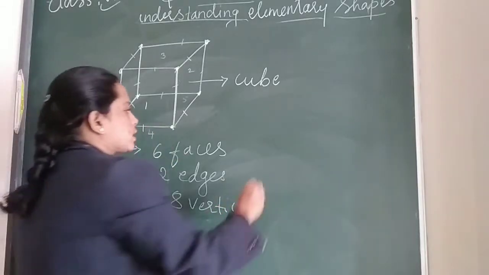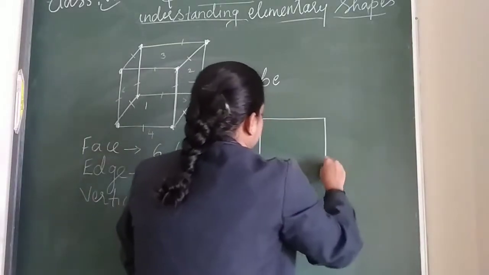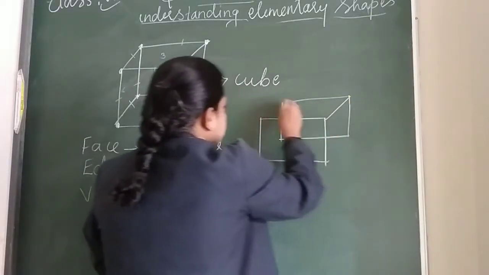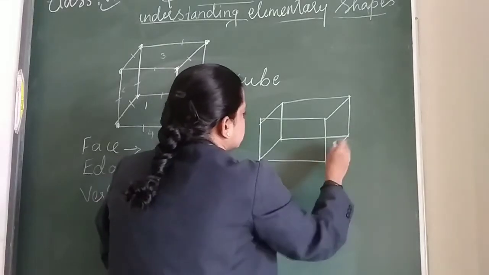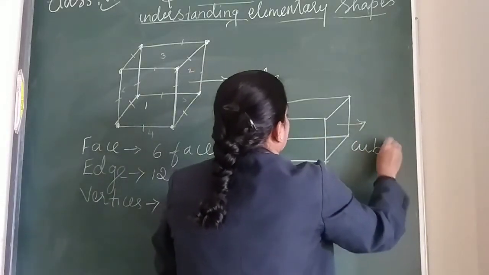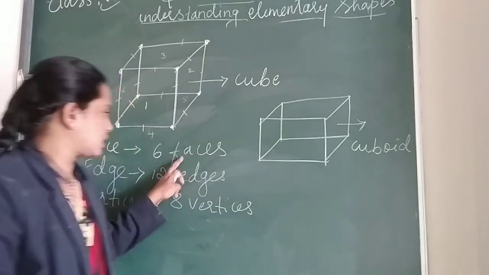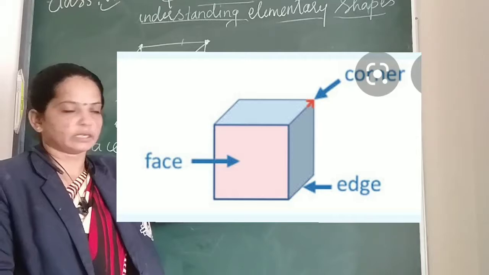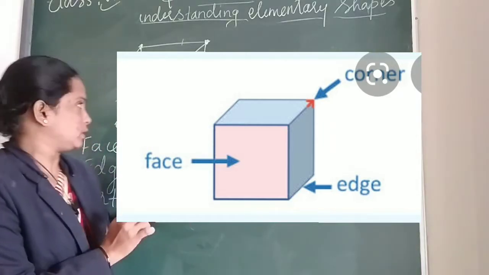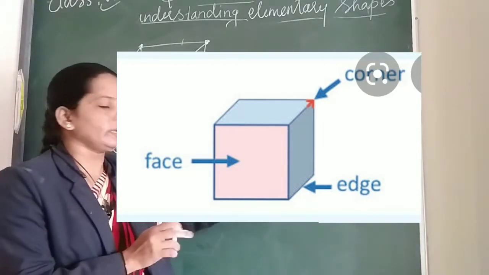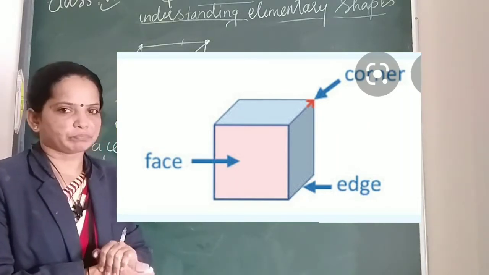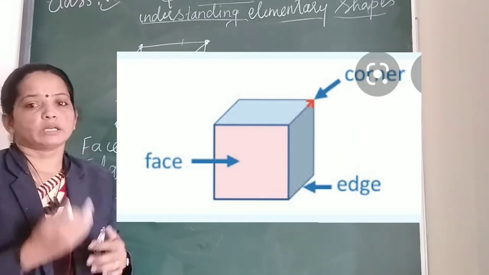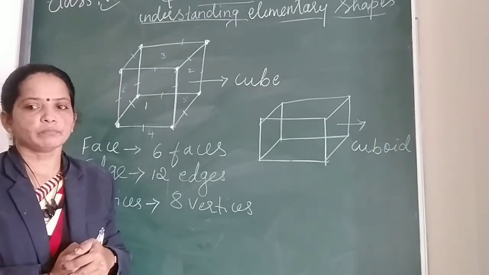In the cuboid also it is the same. The face will be a rectangle. If the face is in rectangle shape, it is called a cuboid. In the cuboid also you will get 6 faces, 12 edges and 8 vertices. The shape of the face will be a square in the cube and a rectangle in the cuboid. Other than the cube and cuboid, what other solid shapes will you get?